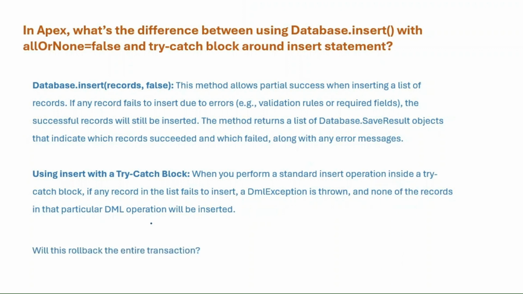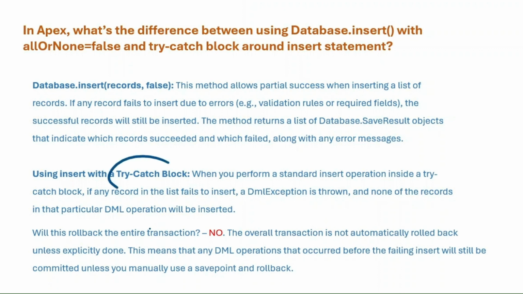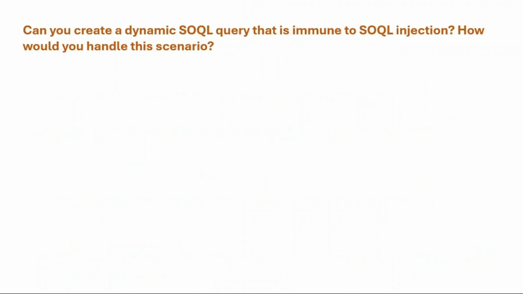But now the question is, will this roll back the entire transaction? No. So the try catch block, in case of failure, only rolls back the try block, not the entire code, okay, not the entire transaction. So the overall transaction is not automatically rolled back unless it's explicitly done. Okay, so using save points and all those things, those are different, but the overall transaction is not rolled back. So this means that DML operations that occurred before the failing insert will still be committed unless you manually use a save point and roll back. So this is clear. Let's move on to the next question.